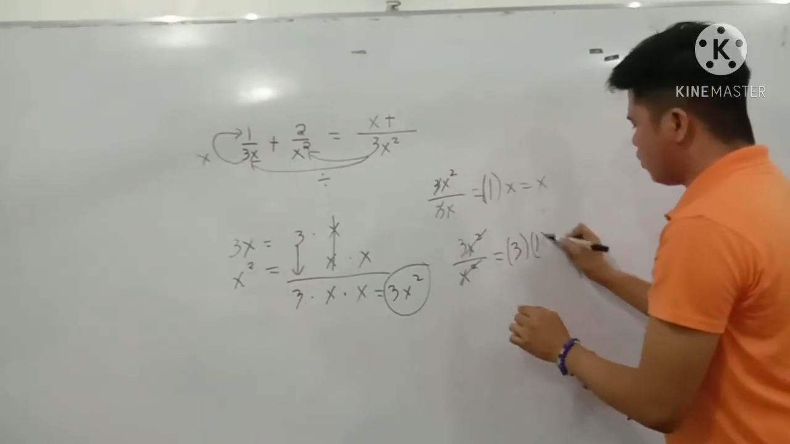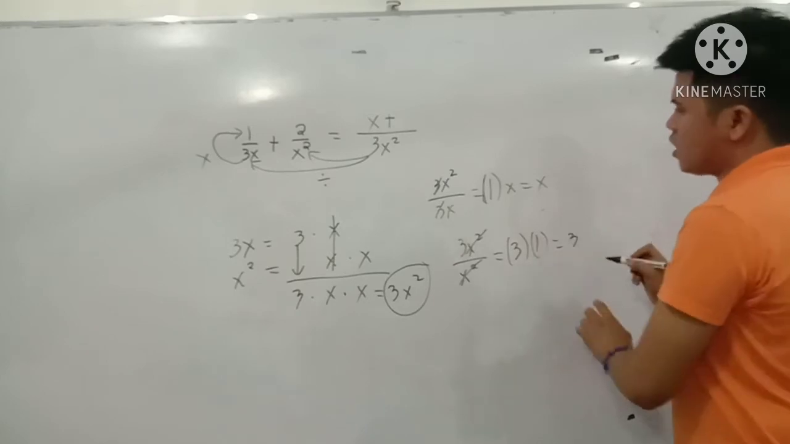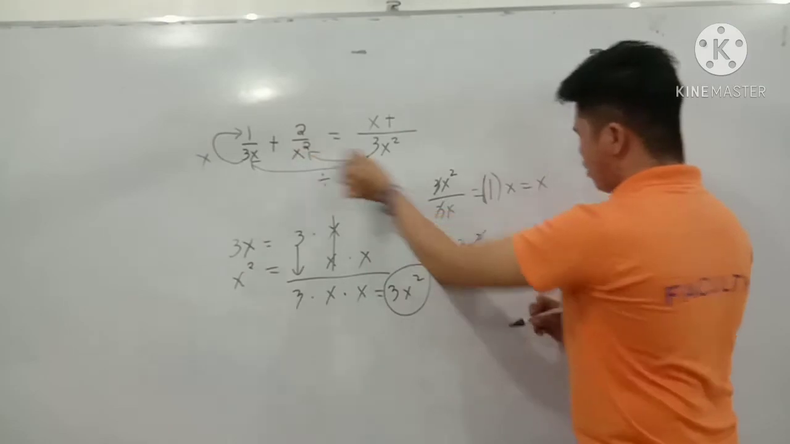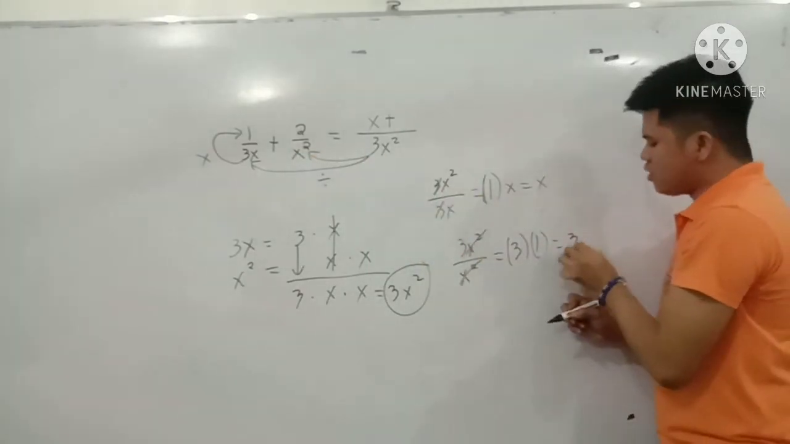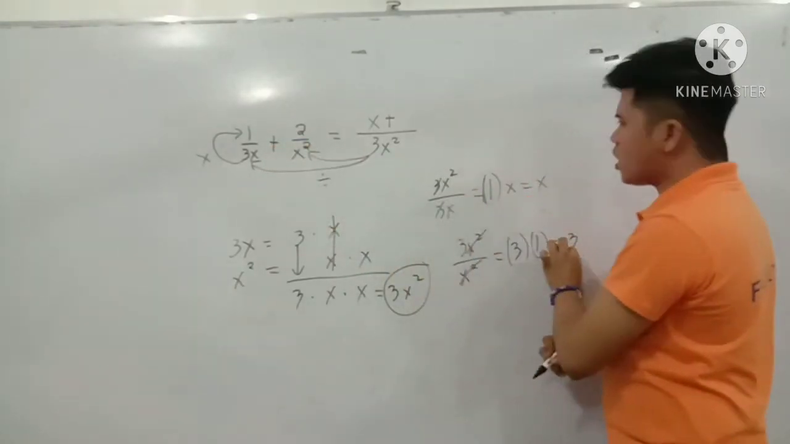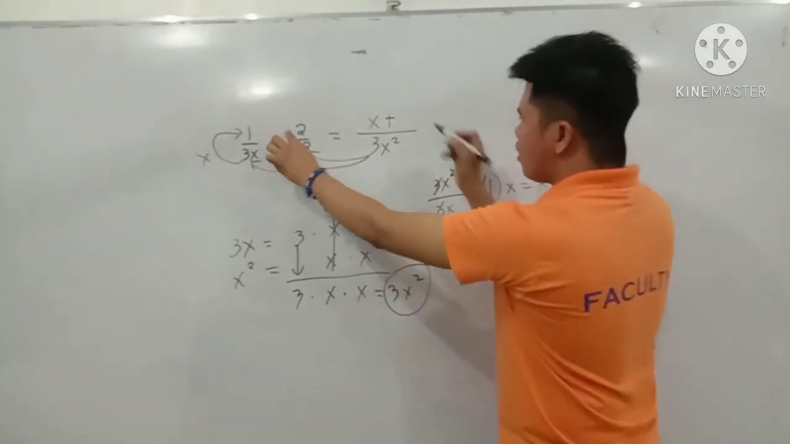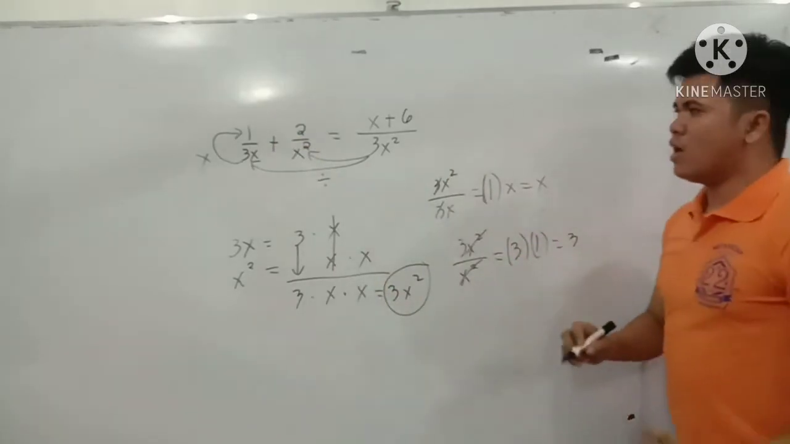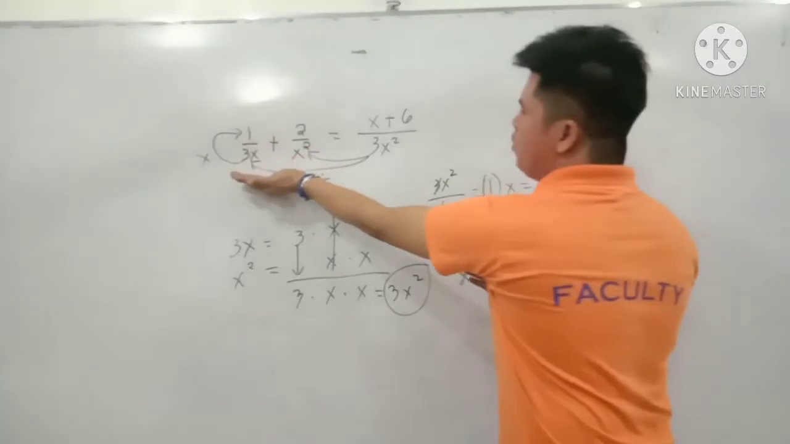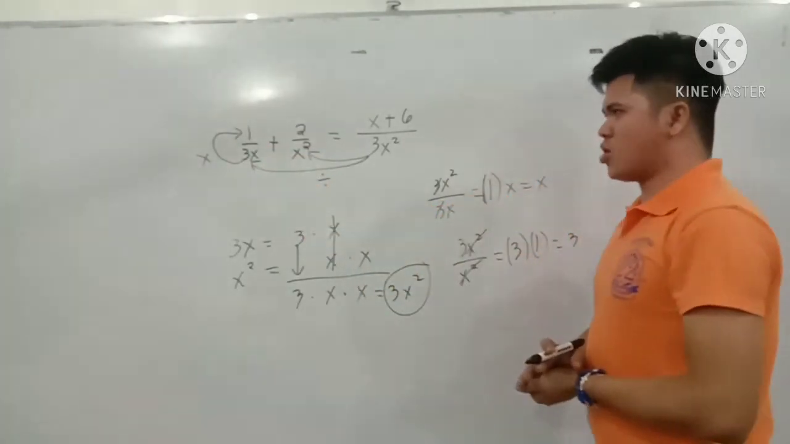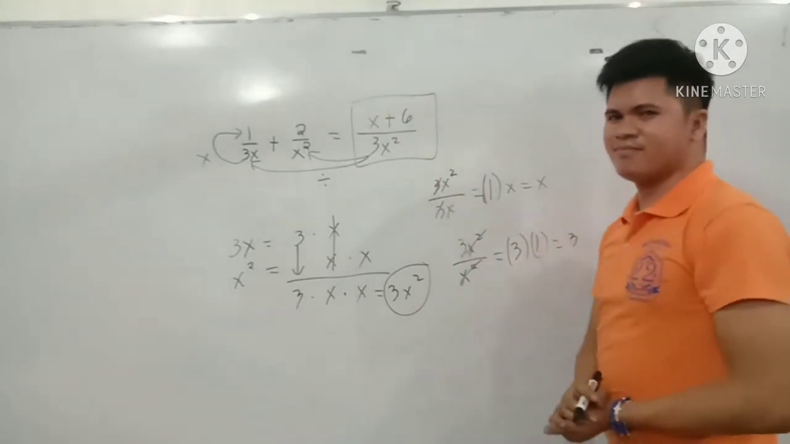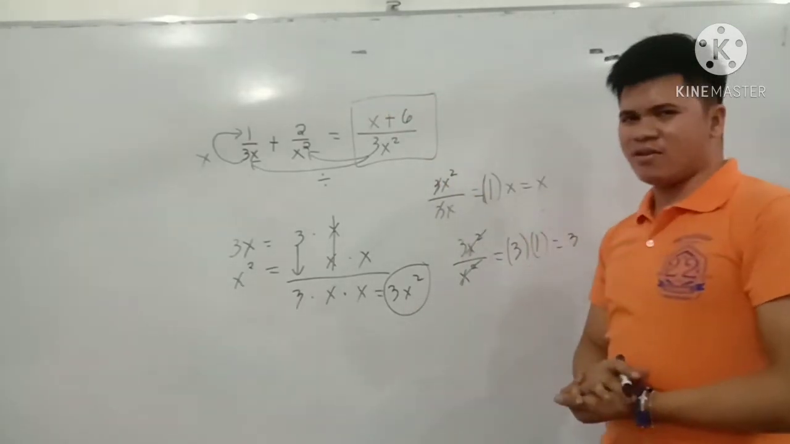So, we have here times 1. Then 3 times 1 is simply 3. So therefore, when we divide 3x squared by x squared, the quotient is 3. And then we multiply this 3 by the numerator 2. So 3 times 2 is simply 6. And then, we have now the sum of these two rational expressions. This is our final answer. I hope this is clear.